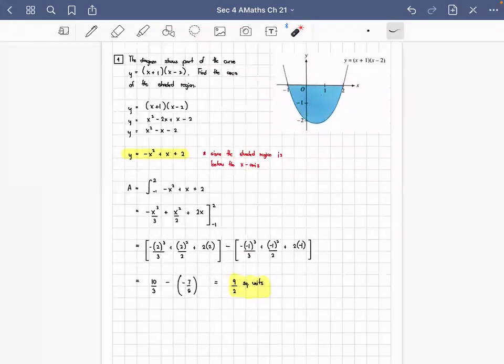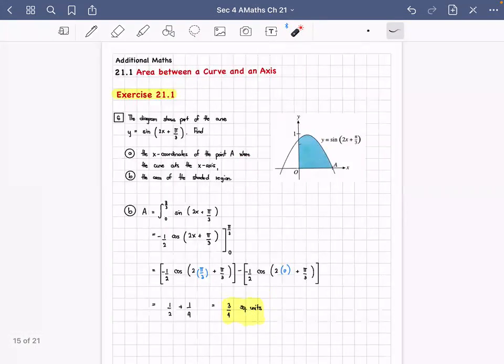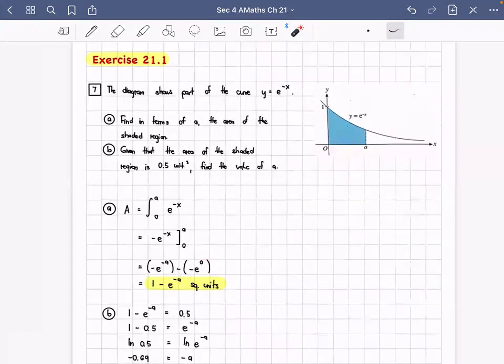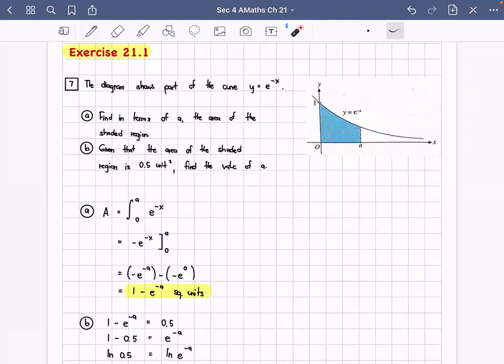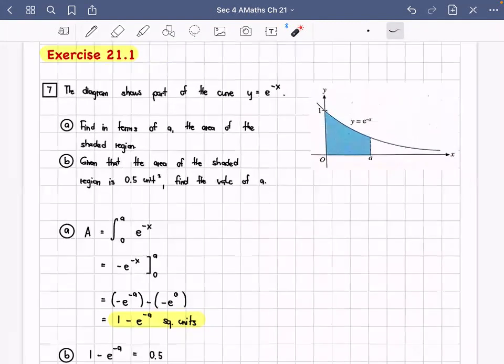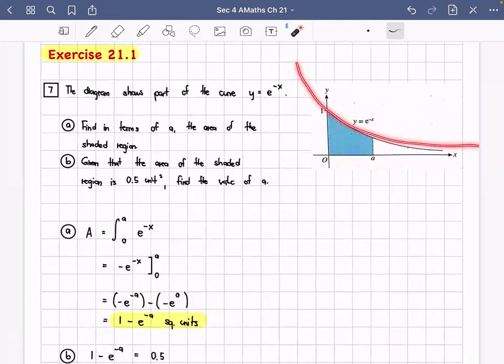Now let's go to number 7. For number 7, the diagram shows part of the curve y is equal to e raised to -x. This is an exponential function. The first question is: find, in terms of a, the area of the shaded region. And then b, given that the area of the shaded region is 0.5 units squared, find the value of a.